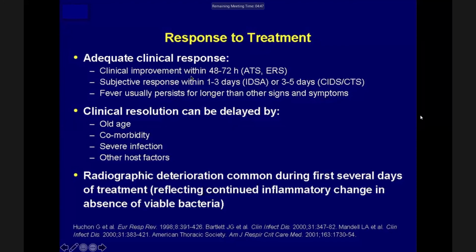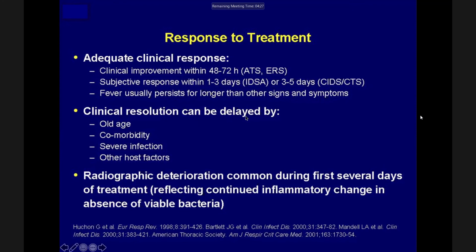So if the patient has a clinical improvement within 48 to 72 hours according to ATS or European Respiratory Society guidelines, and subjective response within 1 to 2 days or 3 to 5 days. Okay, so it's mainly fever. Fever usually persists for longer than other signs and symptoms. So this is how you are going to say whether the patient has an adequate response or not.